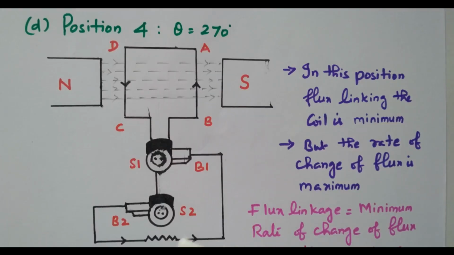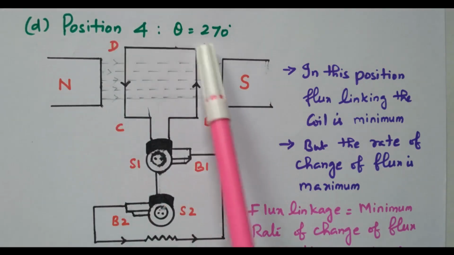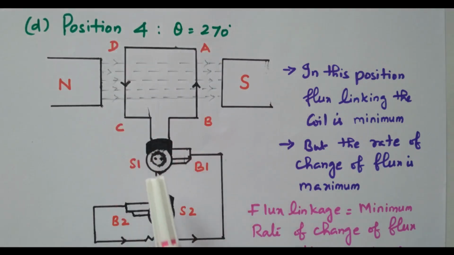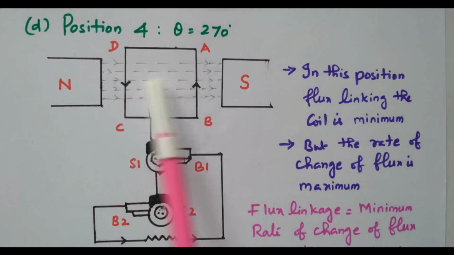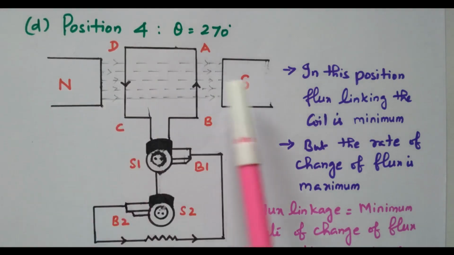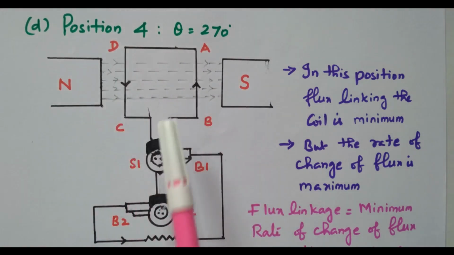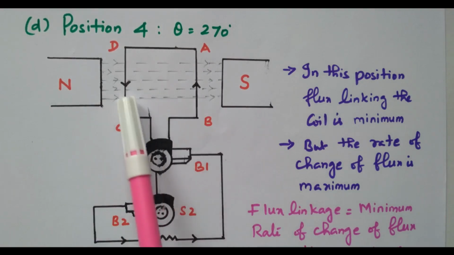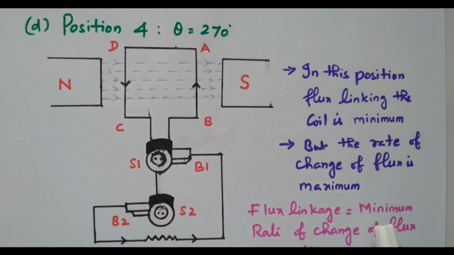So in the fourth position, again it is rotated anti-clockwise by 90 degree. So again the coil is placed in a horizontal manner, very similar to the second position, but the direction is different, A, B, C, D. Earlier A, B, C, D like this, now it is rotated. So again in this position, the flux linkage is very less, so the rate of change of flux is more. The flux does not easily link from N pole to S pole because of the area covered by the coil, so the rate of change of flux is maximum. Is given here.